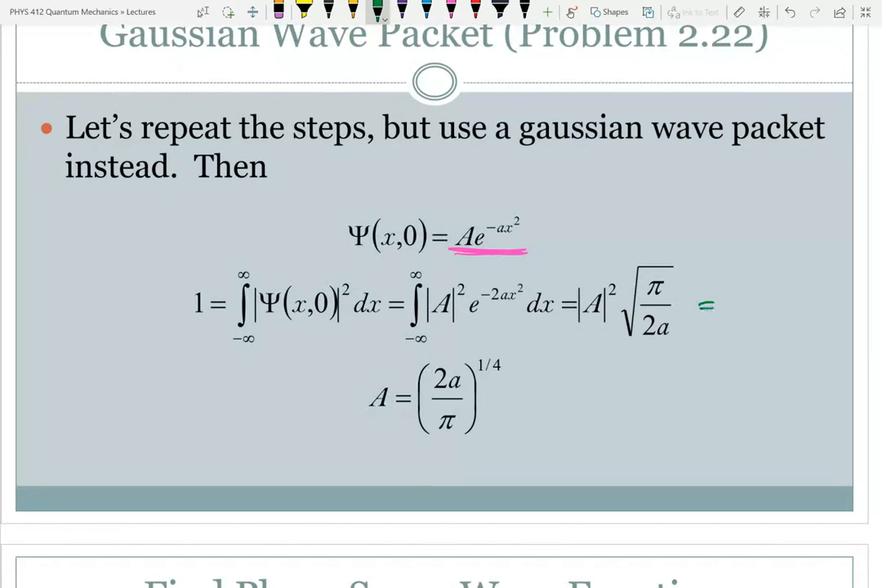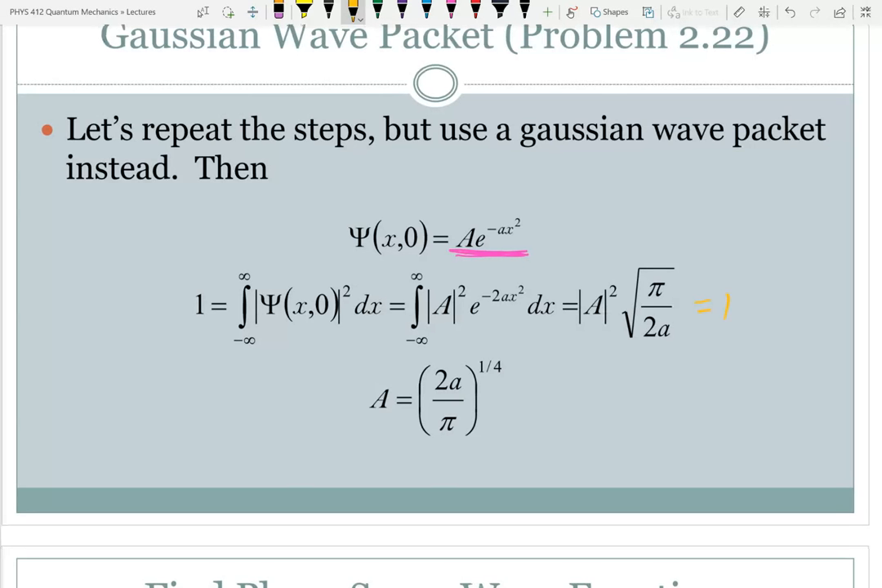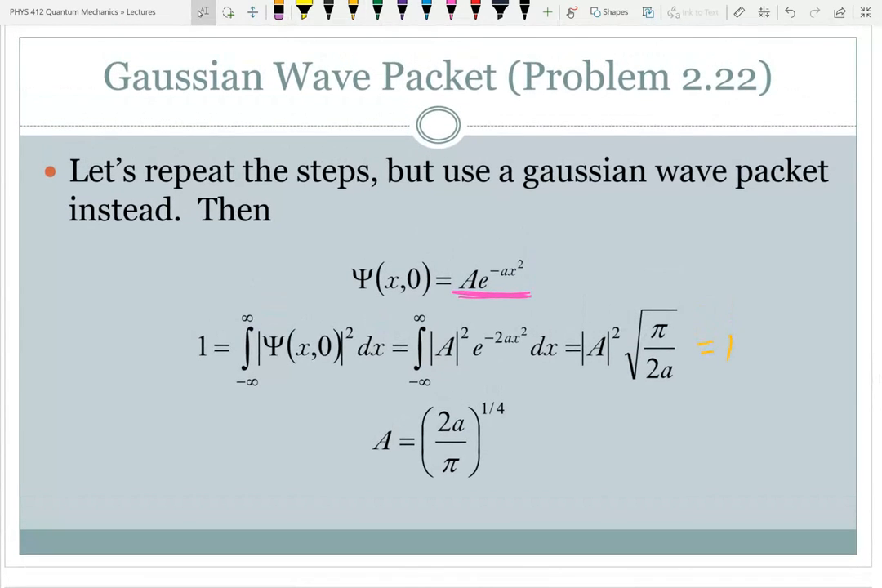So if that's equal to 1, this equal to 1 is just repeating what was on the other side of the equation. Then I can divide both sides by square root of pi over 2a, take the square root, and I get my normalization constant. Just a practice step, really, to make sure we can normalize it.